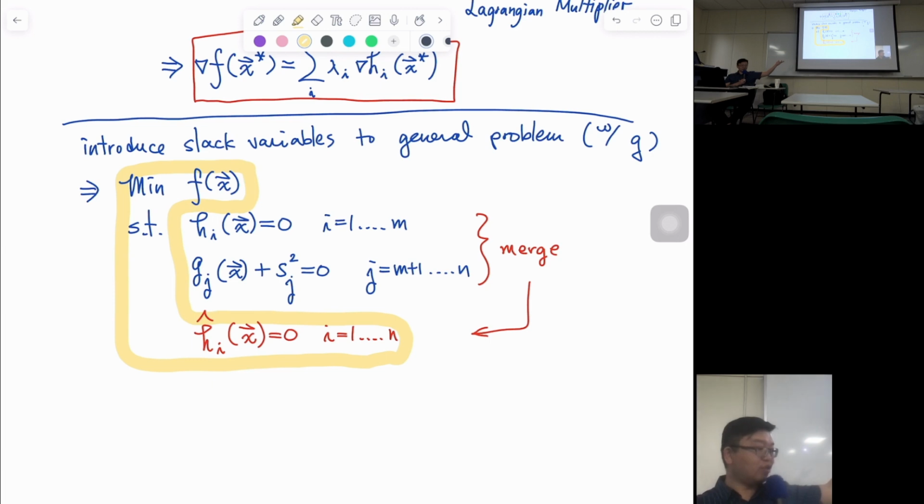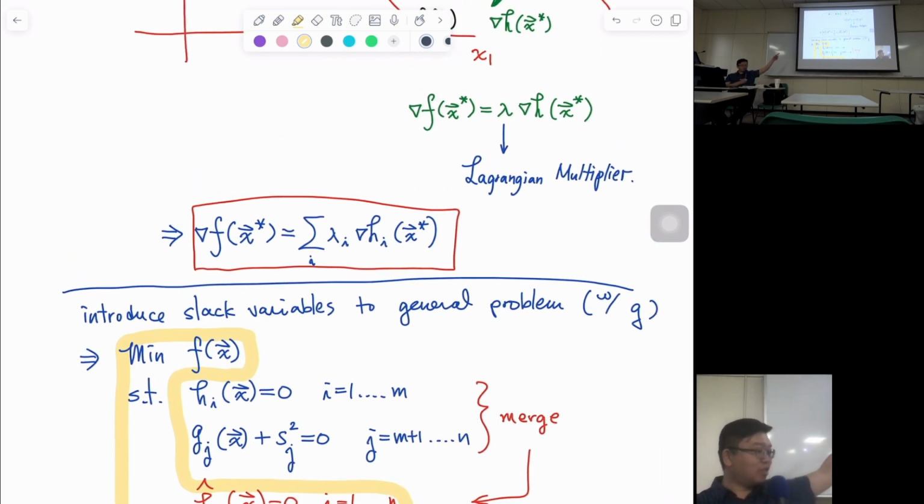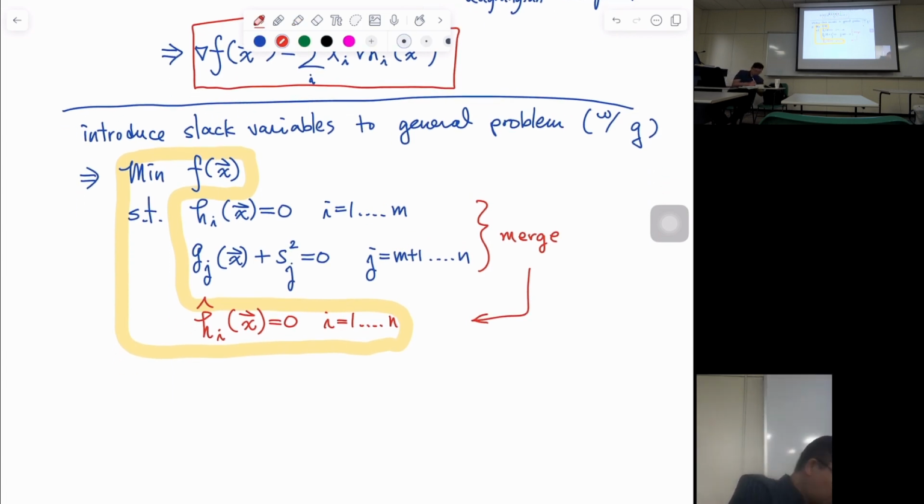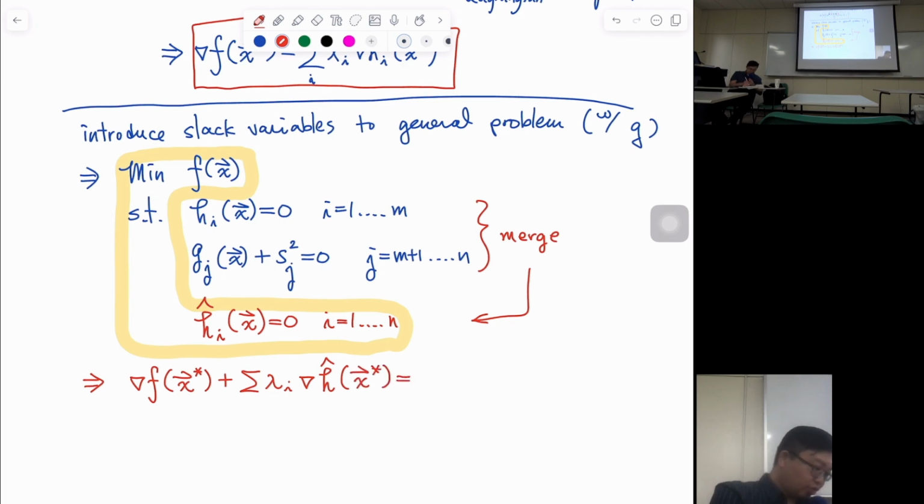And we already know about the rules for the Lagrangian equality on the top. So that must be valid after we rewrite the general problem in this form. So again, we are going to follow what we have talked about earlier and apply it to this new problem right here. So we will have gradient f of x at the optimal plus summation of lambda i gradient h hat x star equals to zero.